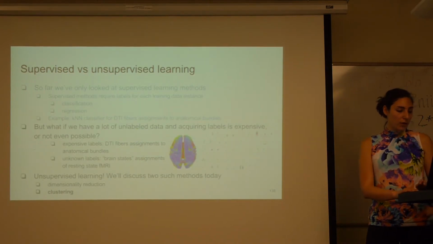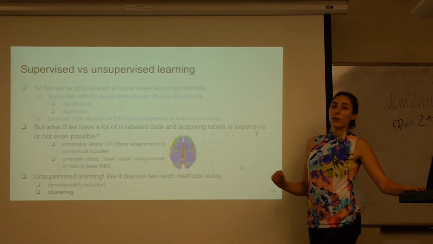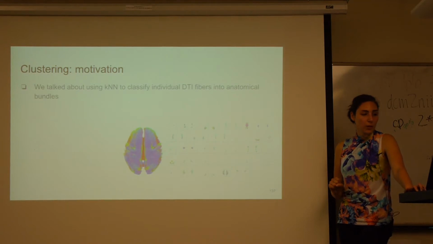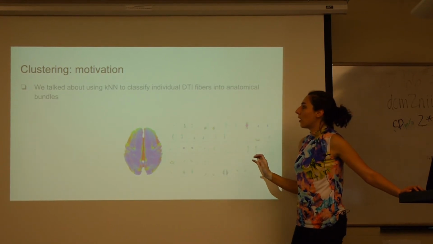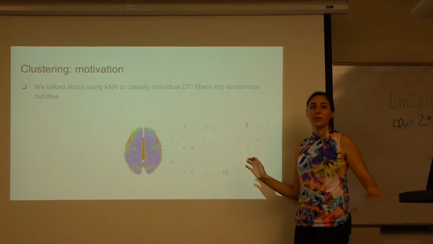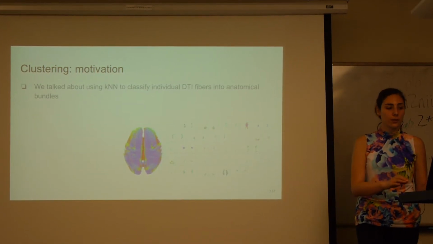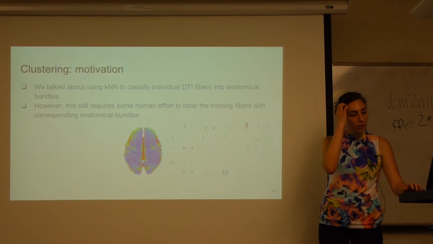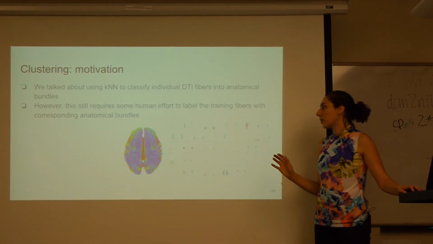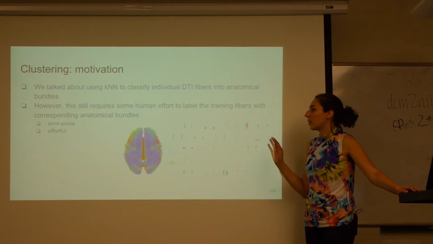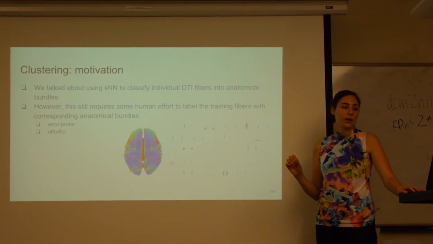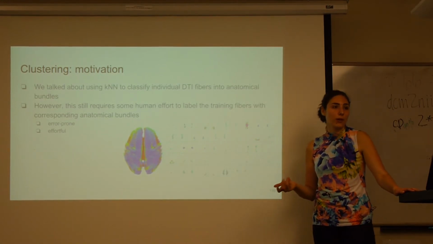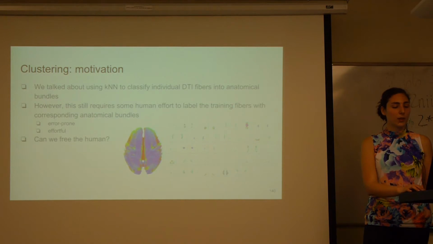Okay, so now we're going to talk about clustering. In the beginning we talked about using KNN to classify these fibers into anatomical bundles, right? But what happens when we don't have labels? We want to reduce the human effort, because human labels are sometimes error prone and also take effort, right? So we want to take the human out of the loop.